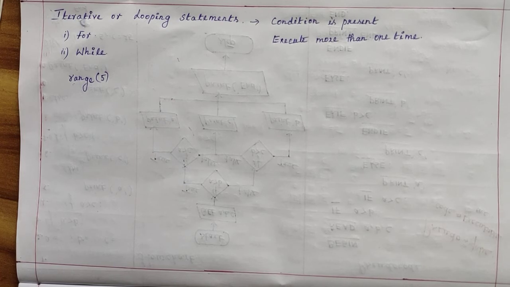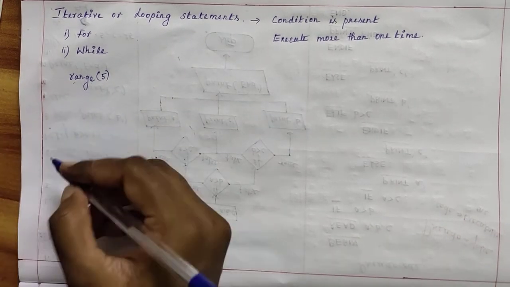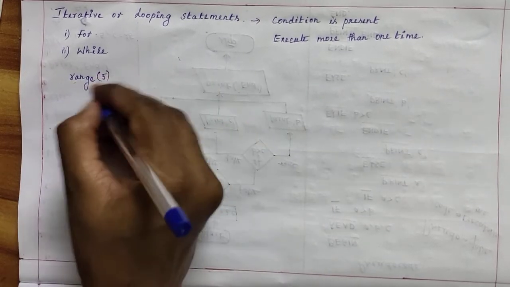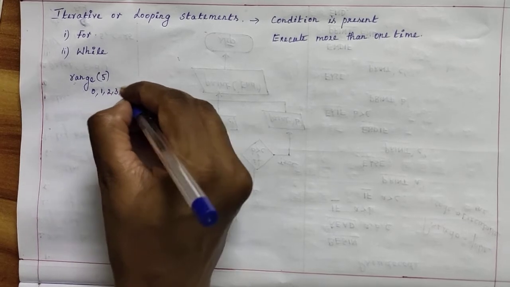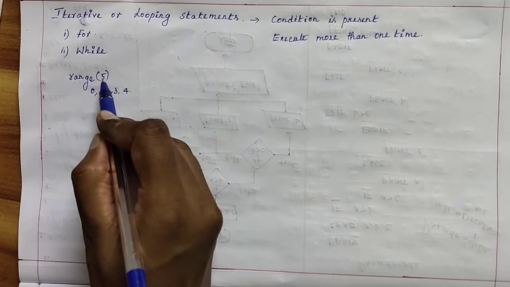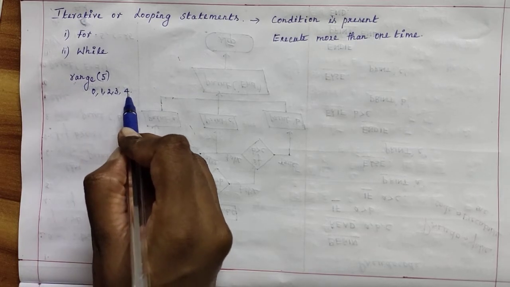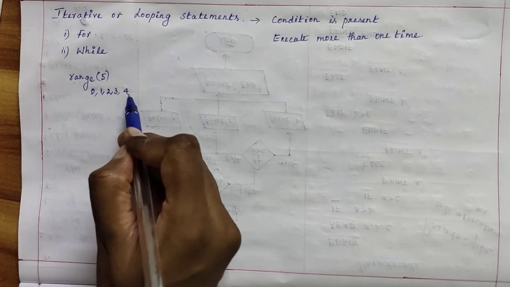Range is a function. It can accept one argument, two arguments, or three arguments. First we are going to see the range function with one argument. Range of 5. So what's the output of this? The output is 0, 1, 2, 3 and 4. That is 5 numbers: 0, 1, 2, 3, 4. Count this: 1, 2, 3, 4 and 5.